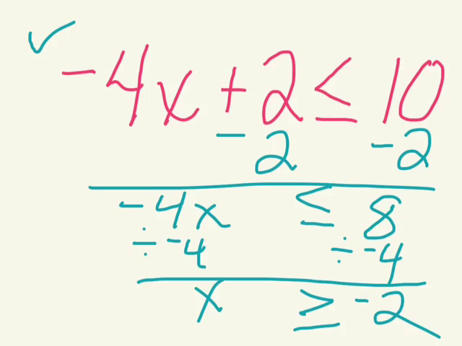And I'm going to go with 0, a nice easy one to check. It's greater than or equal to negative 2. So negative 4 times 0 is 0. 0 plus 2 is 2, and 2 is definitely less than or equal to 10, so it works.